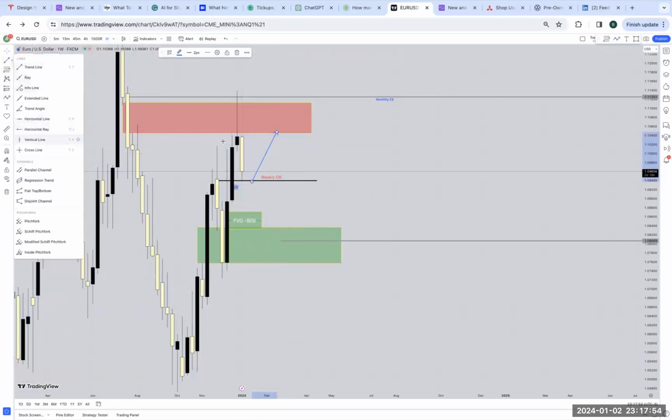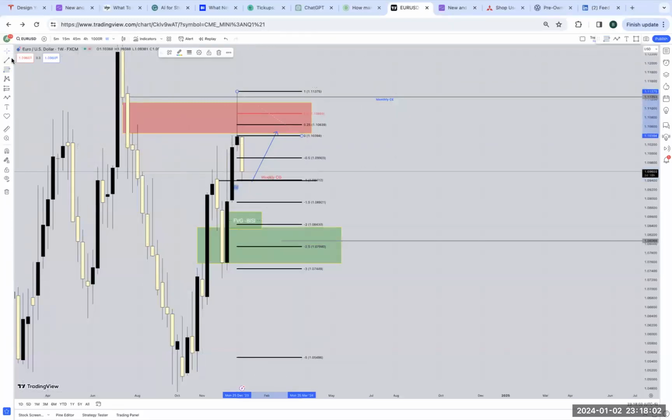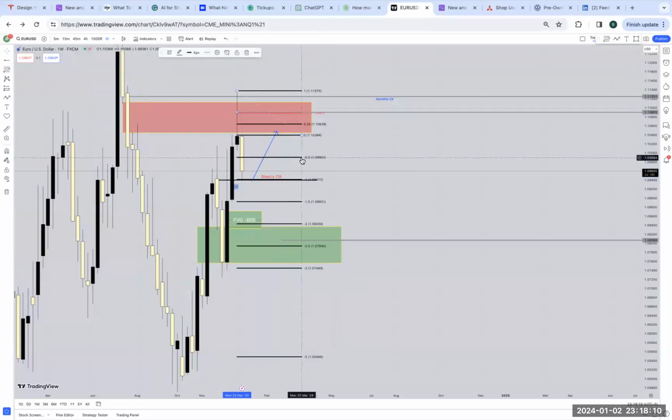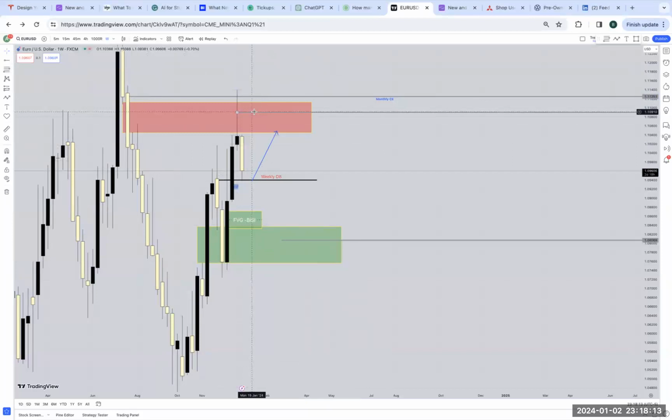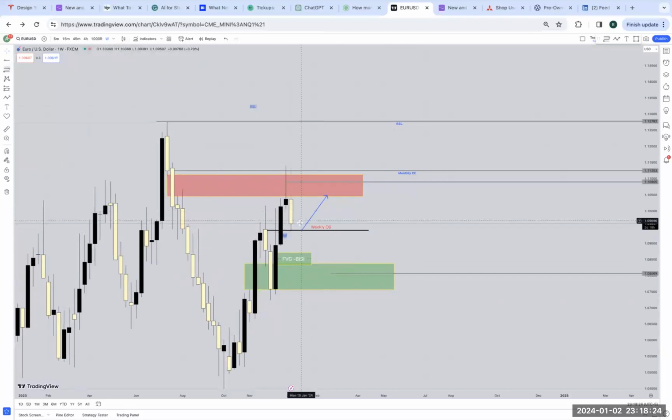The secondary level that I'll be looking for, if we do continue on past this, is consequent encroachment of this wick here at the midpoint. And that level is 1.0905. So I'll be looking at all these levels, but overall, I'm going to be bullish on Euro. There's really not a reason to be bearish as of yet. If we do take out this low at 1.0264, then that'll give us a reason to start thinking about bearishness long term.